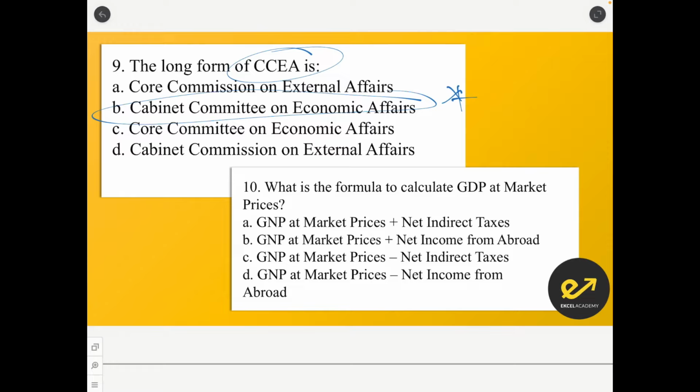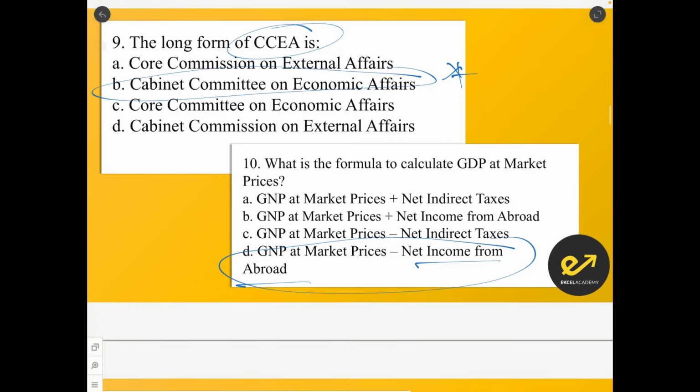What is the formula to calculate GDP at market prices? So GNP is equal to GDP plus net income from abroad. So when we transpose it, it becomes GDP at market prices equals GNP minus the net income from abroad. So the answer for this would be option D.